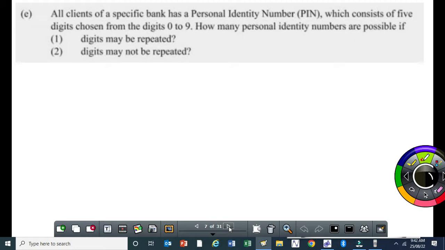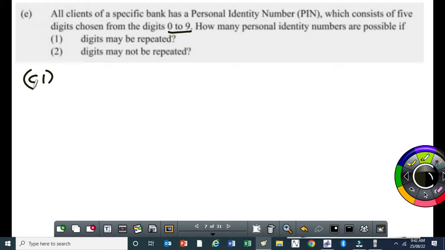Which consists of five digits chosen from the digits 0 to 9. Now, what's the total number of digits from 0 to 9? 10. How many personal identity numbers are possible? Okay, the first question: the digits may be repeated.